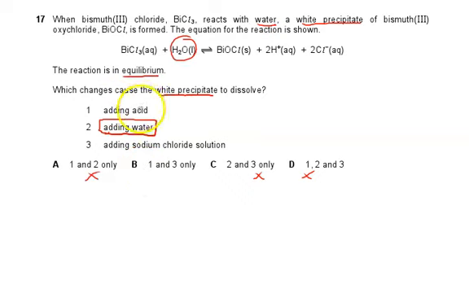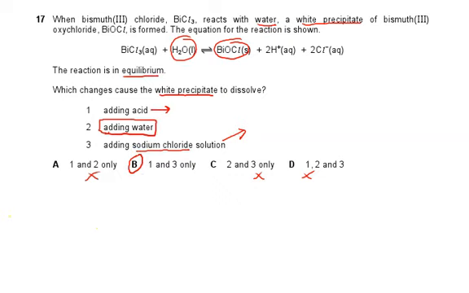So if you look at adding acid and also sodium chloride solution, both of these are capable of removing bismuth from its molecule. So your best answer here will be B.